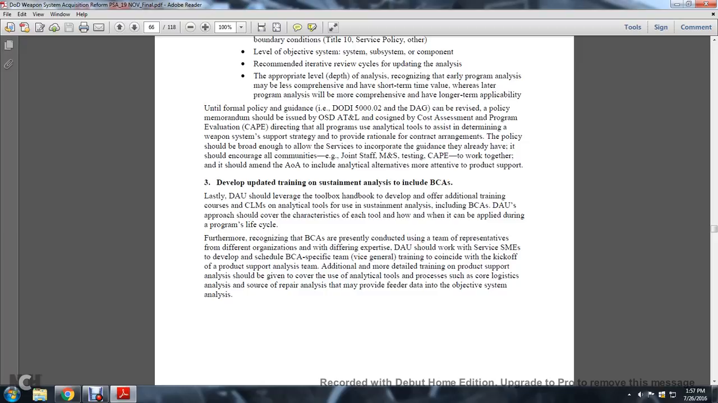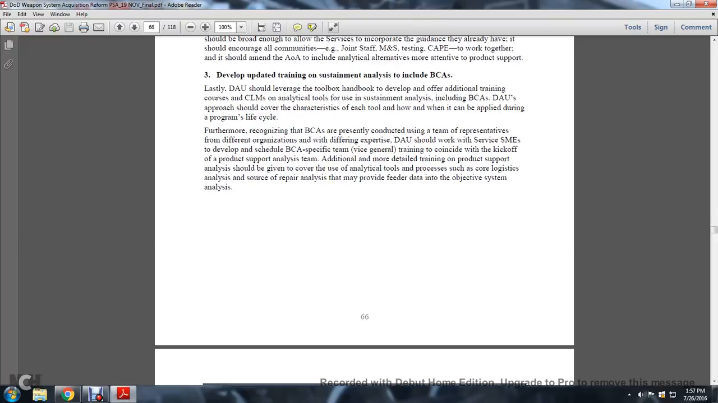The DAU should work with the services and the SMEs to develop a schedule for business case analysis training, specific rather than general, timed to coincide with the kickoff of the product support analysis team. Additional, more detailed training for product support analysis should cover the analytical tools and processes, such as core logistics analysis and source of repair analysis, which provide feeder data to the objective system analysis.